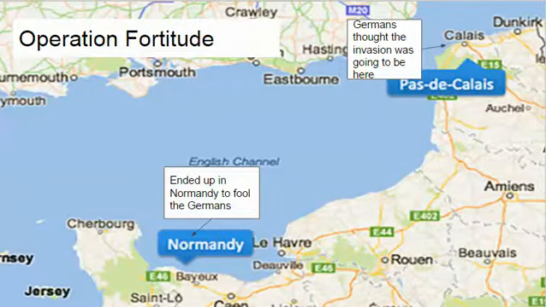Operation Fortitude was a code to trick the Germans as to where the attack was going to be. This was led by George S. Patton, and he was in charge of the whole operation. He created the Phantom Army, where the Germans would keep thinking that the Allies were going to attack Pas-de-Calais, but really were going to attack Normandy. This gave the Allies an advantage.